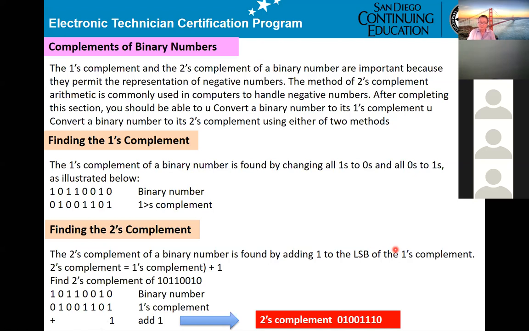So first complement of a binary number is found by changing every 1 to 0 and every 0 to 1. That's very simple. And second complement, when you want to find it, you have to find the first complement, then you add 1 to it. That's what gives you the second complement.